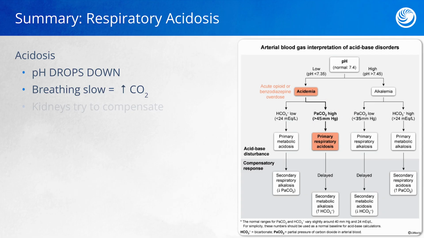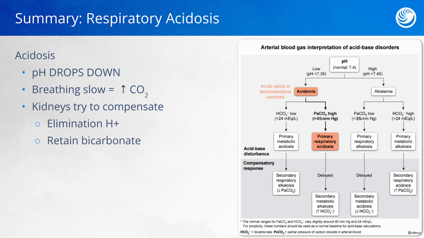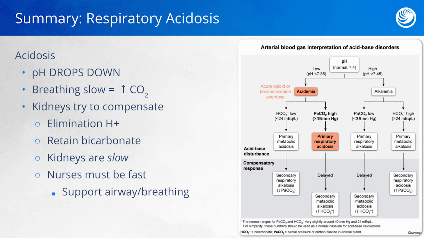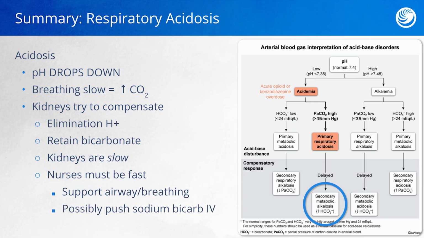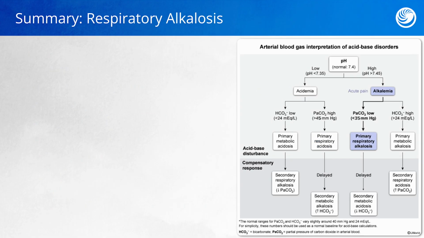How is the body going to try to compensate for this? It's going to be the kidneys. We're going to eliminate hydrogen, which is an acid, and we're going to retain bicarb, which is a base. Now, the kidneys are slow and they compensate slow. So this is why nurses have to act fast. Don't forget to support that airway and breathing, and we could possibly have to push sodium bicarb IV, giving the body more bicarb quickly.